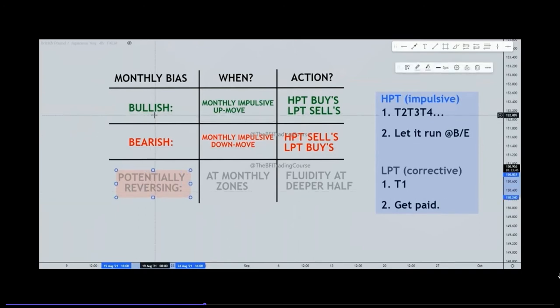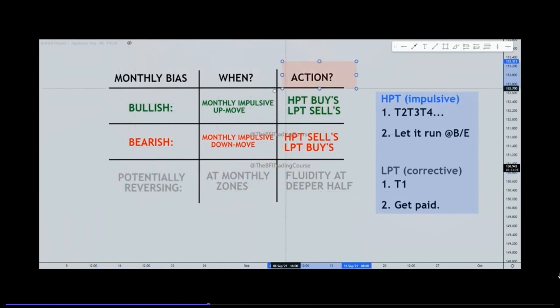Everyone's a genius when it's bullish, just buy, or LPT sells. Bearish, okay, do this. But we know that most people get wiped with the U-turns. So what do we do when it's in the zone? We don't get paid for determining the bias. You get paid for trading your bias. Separate section here, VIP, action. So what do we do when we're potentially reversing?